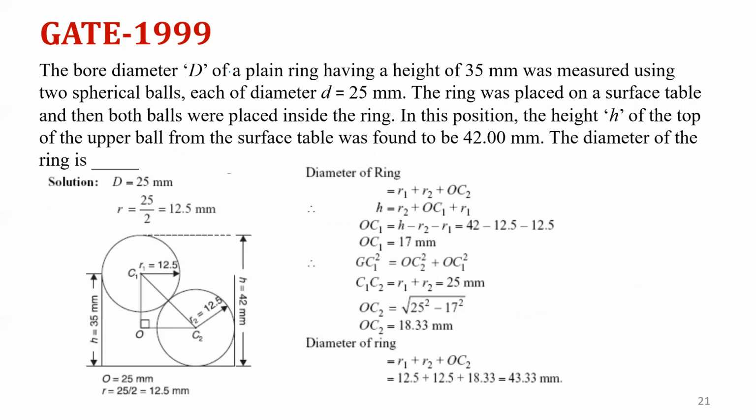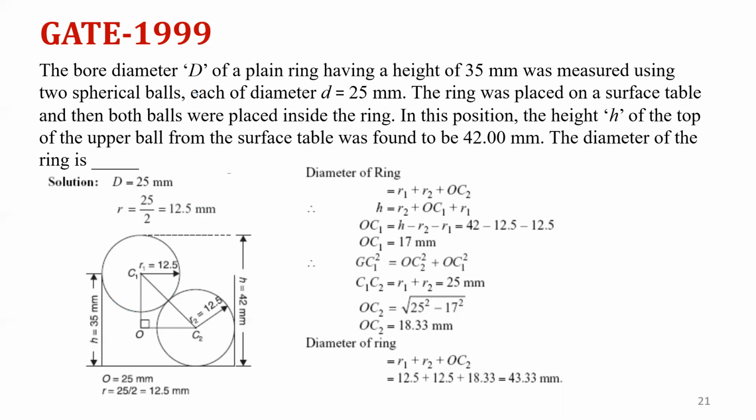Next, the bore diameter D of a plane ring having a height of 35 mm was measured using two spherical balls, each of diameter d equal to 25 mm. The ring was placed on a surface table, and then both balls were placed inside the ring. In this position, the height h of the top of the upper ball from the surface table was found to be 42, and the diameter of the ring is? So we need to find out the diameter of the ring.